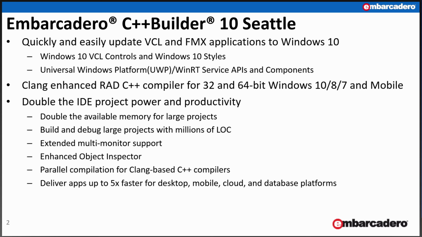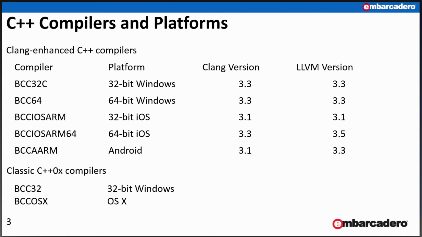The IDE is large memory model, which means your C++ projects and project groups, you can have very large projects in memory and be able to work with them. We've also enhanced, as you've seen in some of the other sessions, the IDE capabilities. If you're using a Clang-based compiler, you can do parallel compilation for as many cores as you have in your system for even higher speed builds. This is just a look at the C++ compilers and the platforms that go along with them.